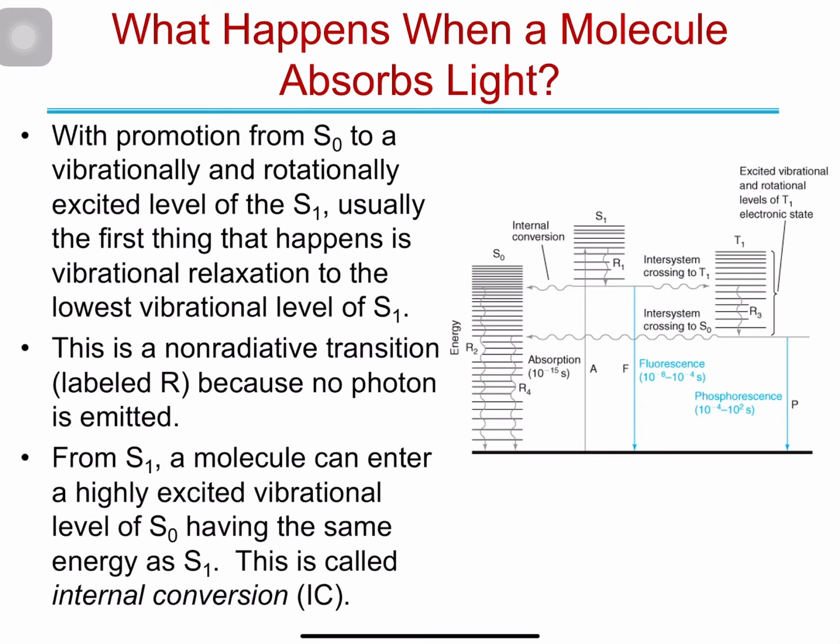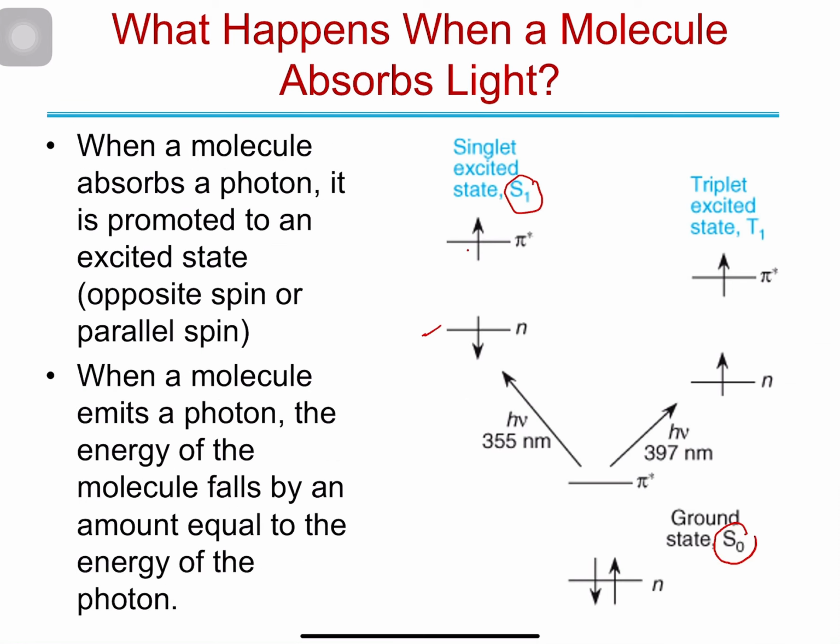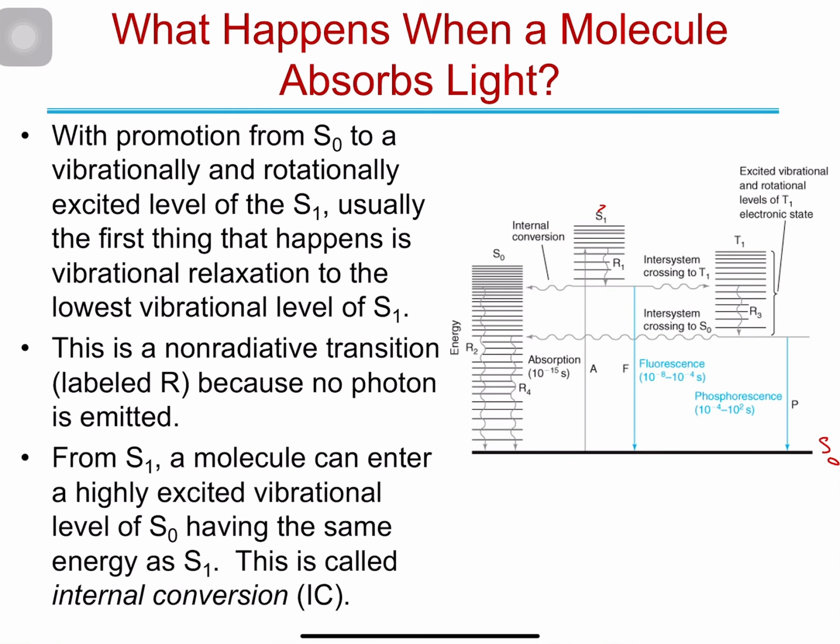Let's follow this graph here and see what happens. So let's say this is the ground state, the S naught, and this is the singlet excited state, which is called S1, and this is the triplet one, which is called T1. Within each of these energy levels, there are different rotational and vibrational levels.